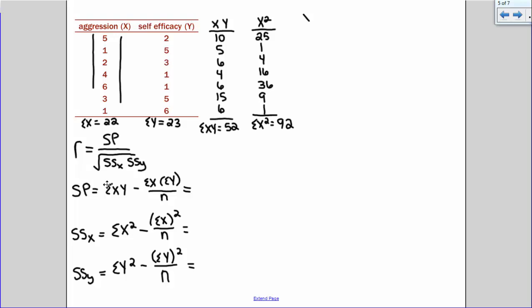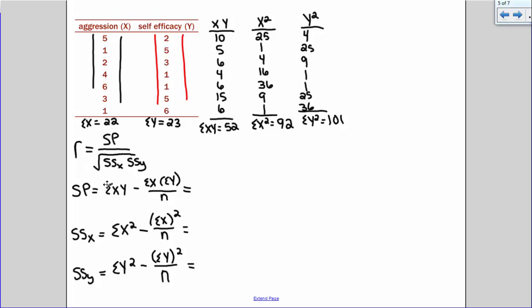Now we need to take all the y's and square them and add them together. So 2 times 2 is 4, 5 times 5 is 25, 3 times 3 is 9, 1 times 1 is 1, 1 times 1 is 1, 5 times 5 is 25, and 6 times 6 is 36. Add those together, and I get a sum of y squared equal to 101.